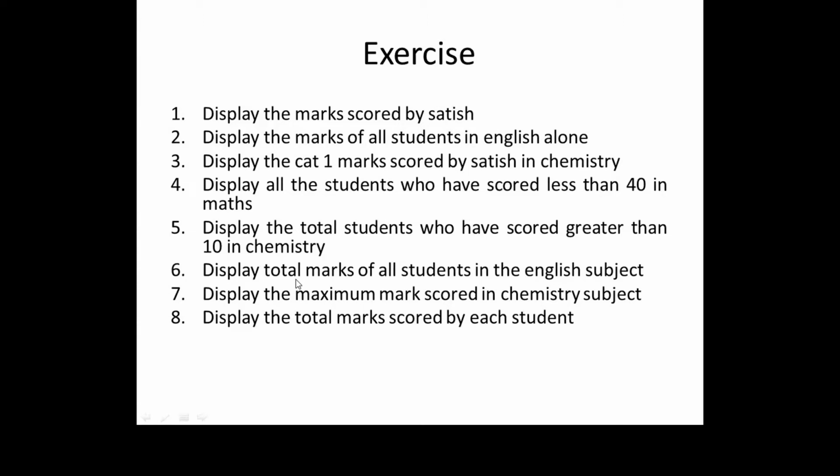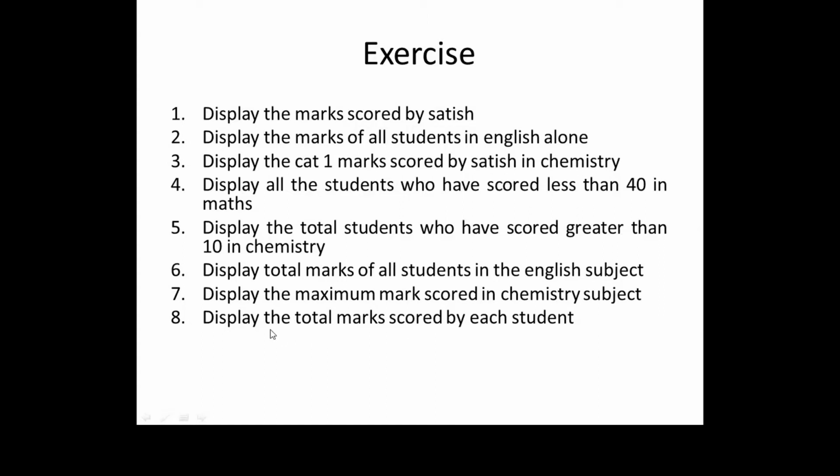When I talk about total, obviously we are talking about some aggregation concept coming in. So how can we apply the concepts of the aggregation pipeline with nested documents? Total marks of all students in the English subject. So what is the total of all the marks corresponding to the English subject in CAT1? Display the maximum marks scored in the chemistry subject. Again, when I talk about max, we can go with the aggregation pipeline, and then we'll be able to find the maximum marks scored in a particular subject in CAT1. And display the total marks scored by each student.